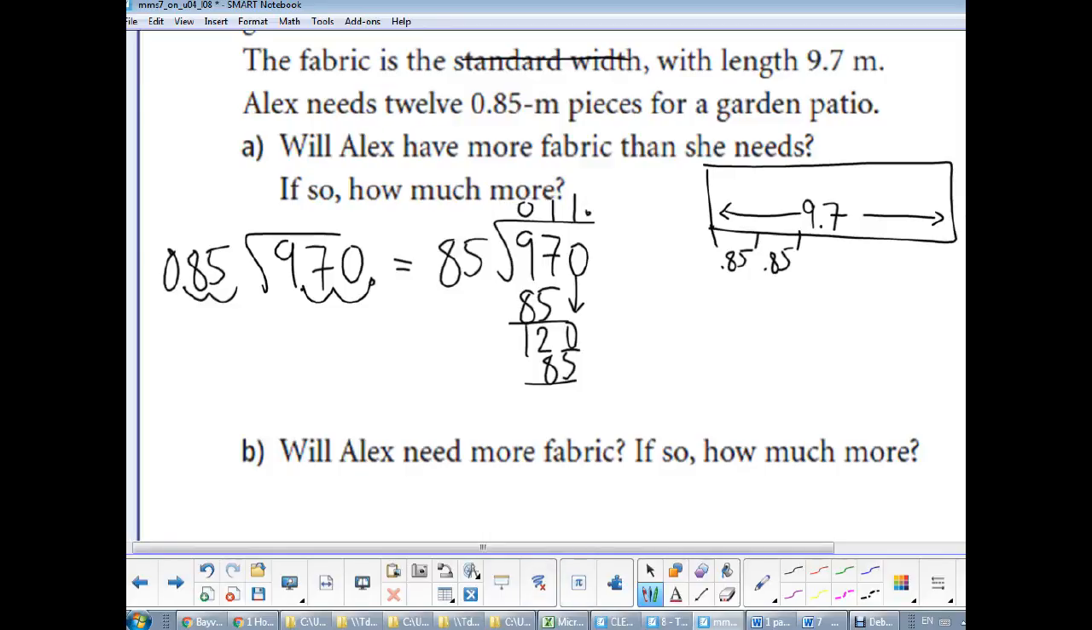Or, well, it says she needs 12 pieces. So will she have enough? Will Alex have more fabric than she needs? Yes, she will have more fabric, because this is telling us that, oh no, she doesn't. She can only get 11 pieces. So she's short. It's not enough. I will double check my answer here.